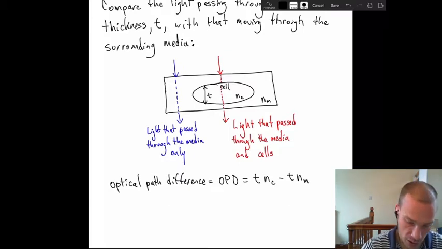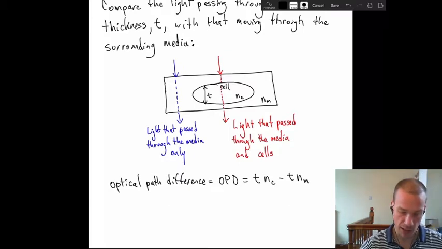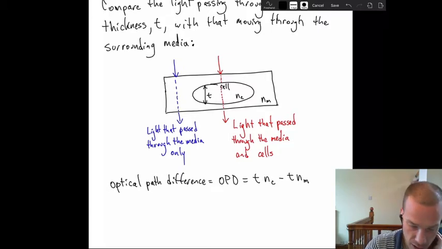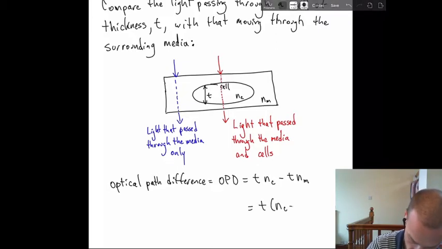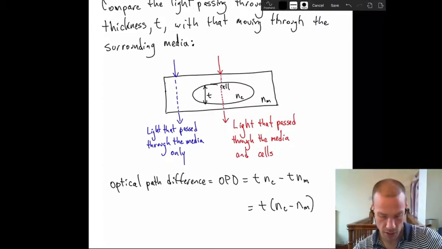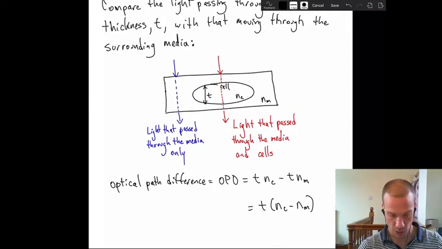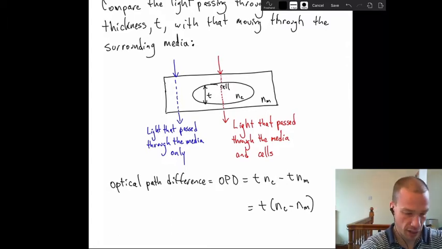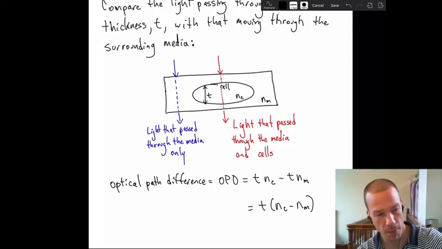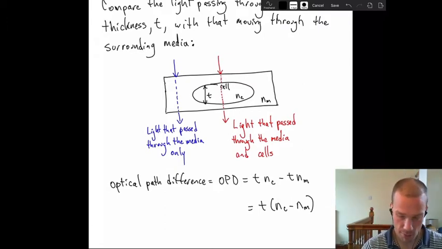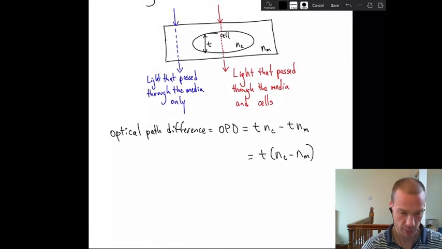Now we're going to ignore the bits above and below the cell and the media, since the optical path in both the red and blue cases in that region are the same. So we can factor out a t here. And this is the optical path difference now of these two different light paths, which gives you a measure of how long it takes light to pass through these two different regions, or along these two different paths, the red and the blue. But we want to write this in terms of an angle.